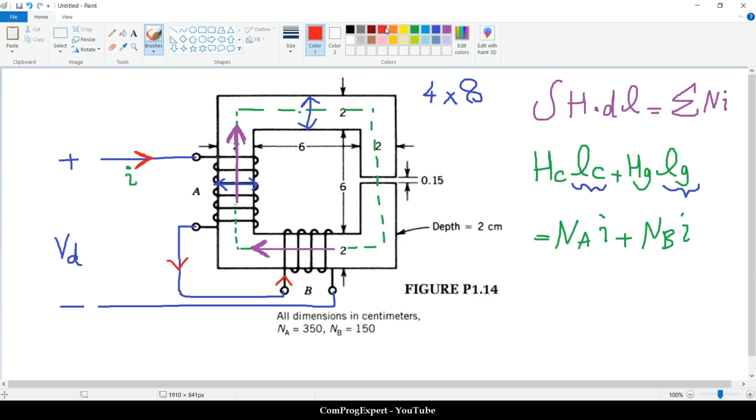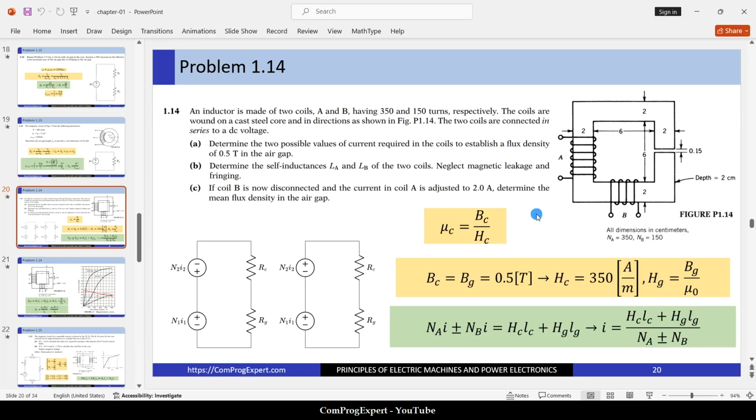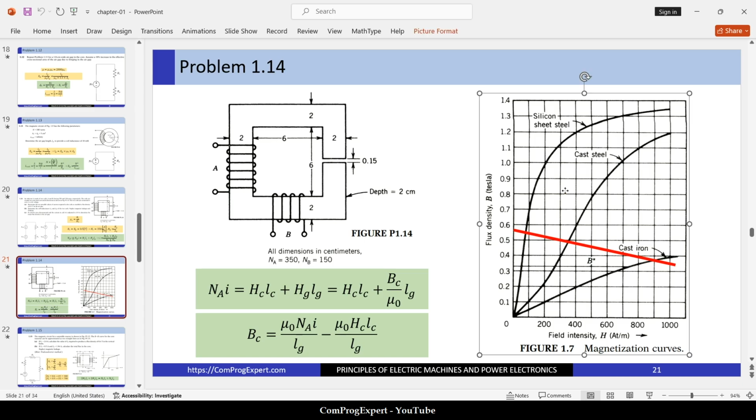So what about this one and this one? The value of HC should be interpolated from the BH curve. The aim is to build up 0.5 Tesla in the air gap. We don't have fringing, so the value of the core flux density is also 0.5 Tesla, and we should interpolate the value from this graph.